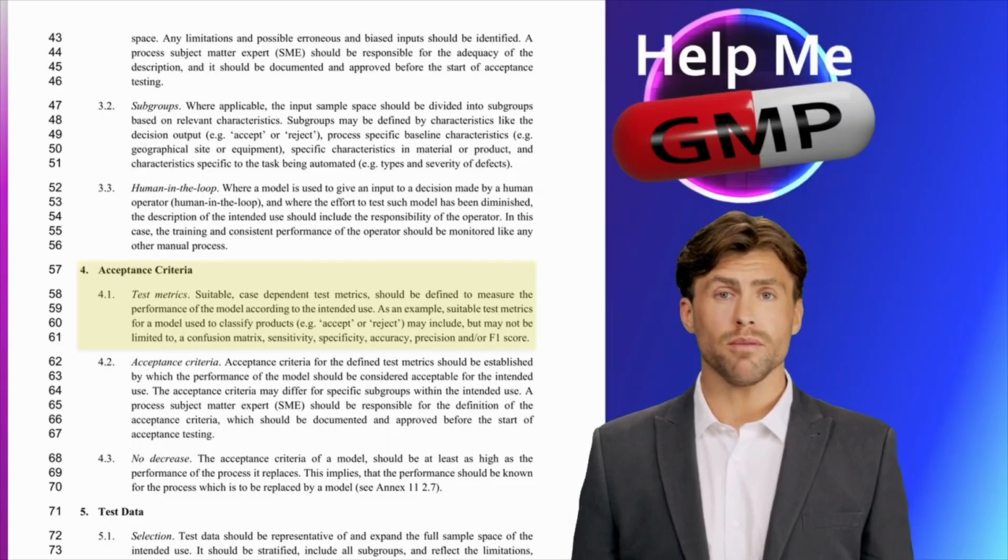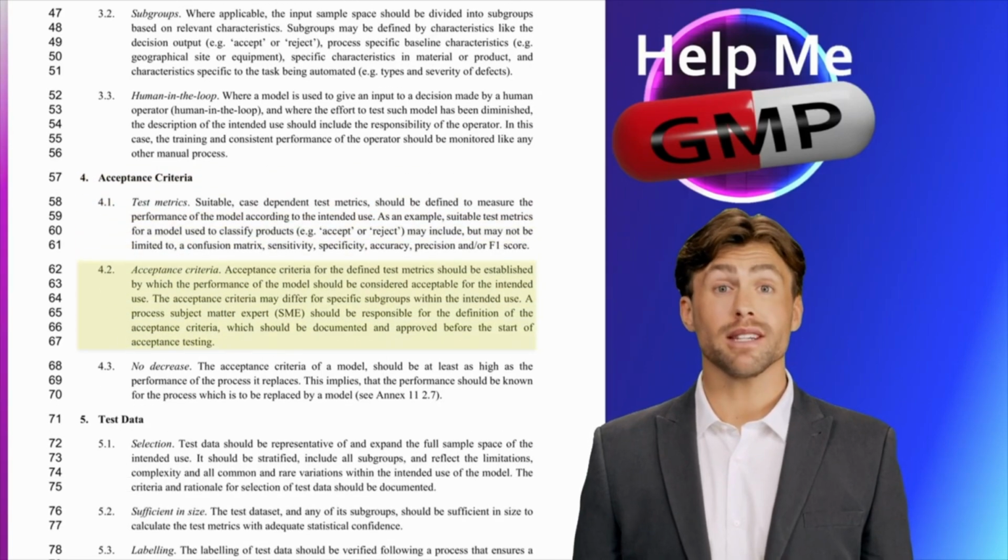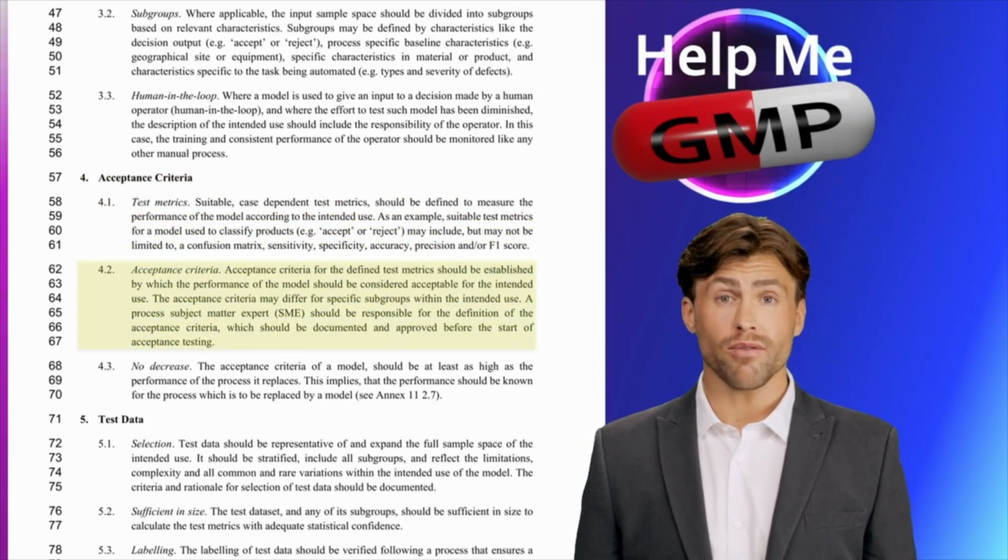As an example, suitable test metrics for a model used to classify products, for example, accept or reject, may include but may not be limited to a confusion matrix, sensitivity, specificity, accuracy, precision, and/or F1 score. Acceptance criteria. Acceptance criteria for the defined test metrics should be established by which the performance of the model should be considered acceptable for the intended use.